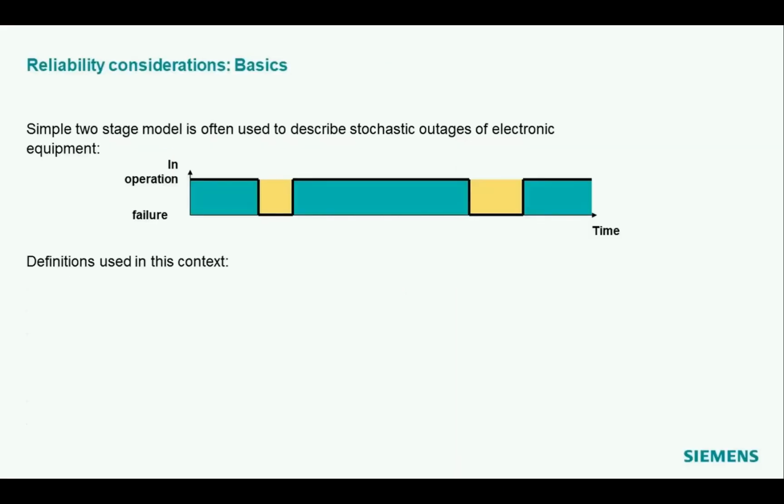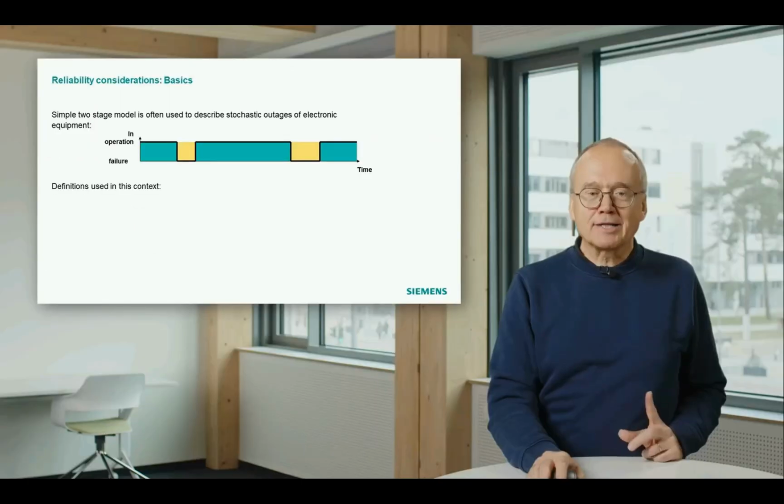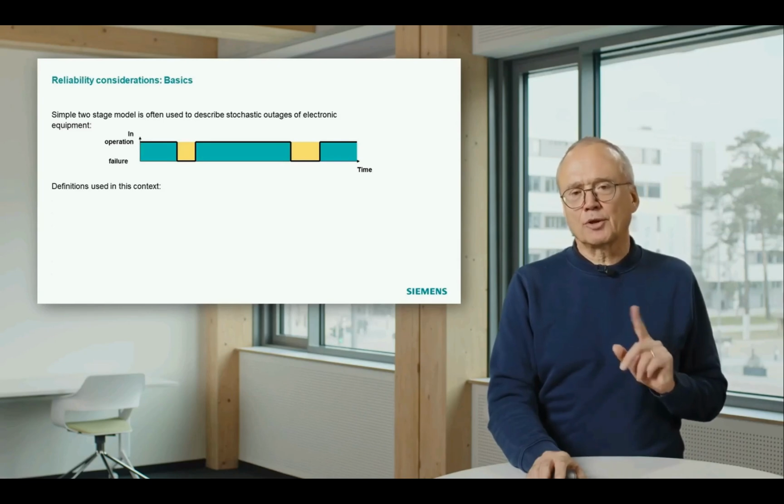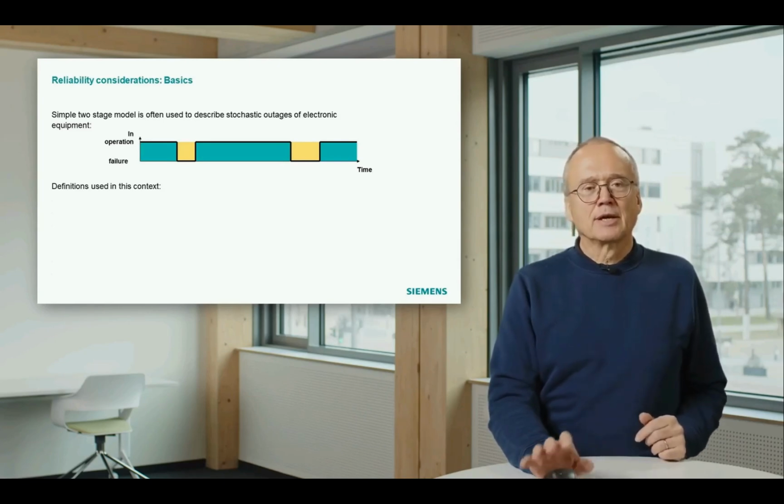And you can draw a diagram like this. That means the device is in operation. After some time it fails, then it's repaired or replaced, then it's in operation again, and it fails. Of course, these time slots for the operational time should be a bit longer than indicated here in this diagram. But that type of model is often used to describe stochastic outages. And that is the important thing with that.